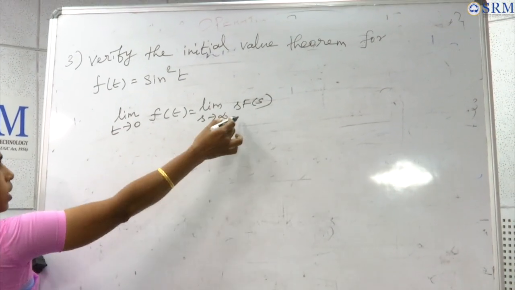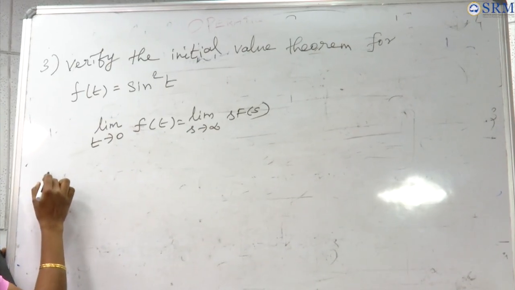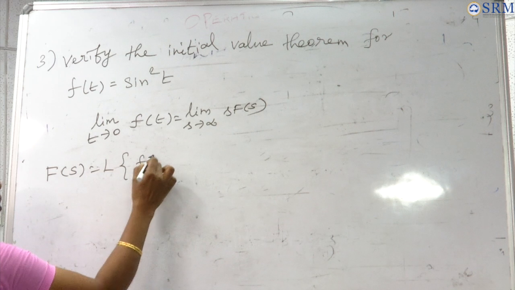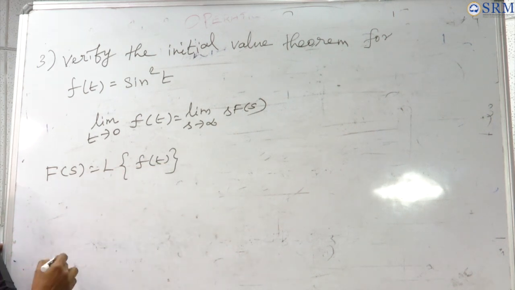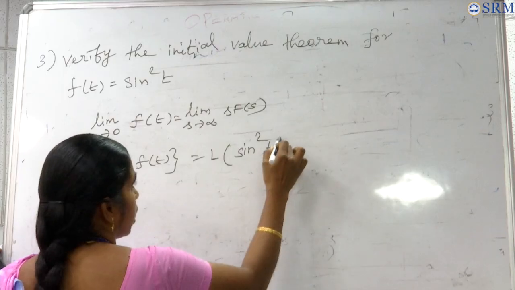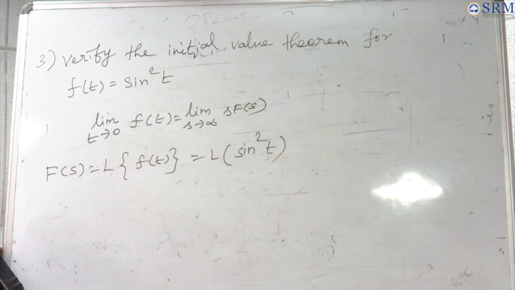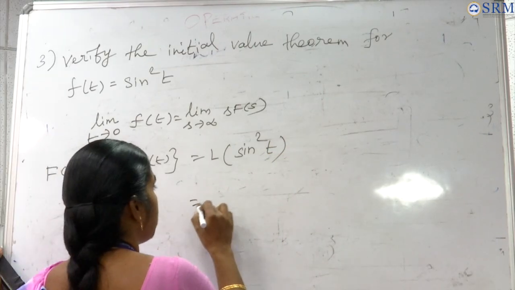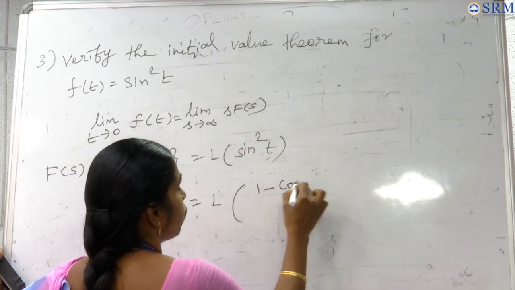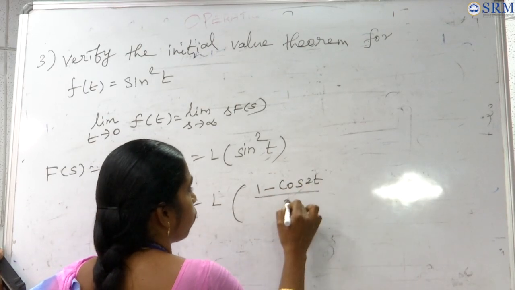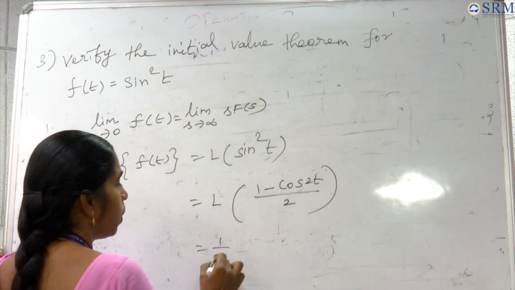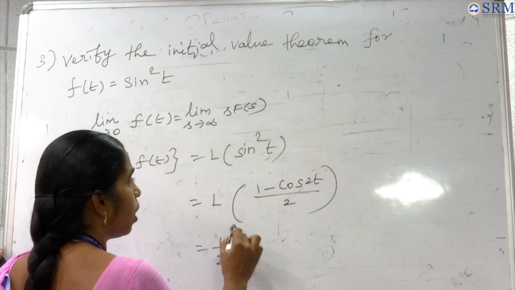So first find the RHS part, f of s. f of s is nothing but L of f of t, which is L of sin square t. There is no direct formula for sin square t, so sin squared is replaced by the trigonometric formula 1 minus cos 2t divided by 2. I use the linearity property.